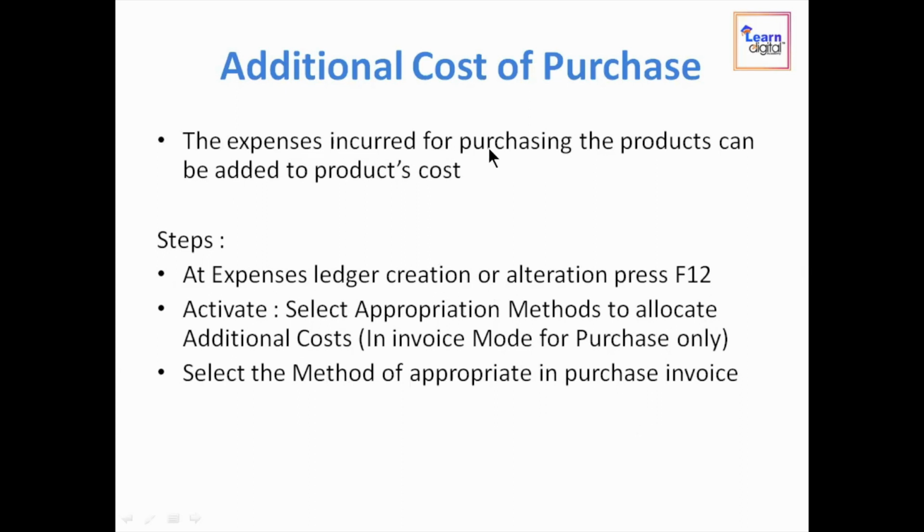So additional cost of purchase can be maintained using the configuration part. The expenses incurred for purchasing the products can be added to the product's cost. How to do it? At the expenses ledger creation or alteration screen, go for configuration, press F12. And then we have to activate, select appropriation methods to allocate additional cost in invoice mode for purchase only. If you enable this question, we can add the expenses incurred while purchasing the product to the product cost, and select the method of appropriation in invoice mode.